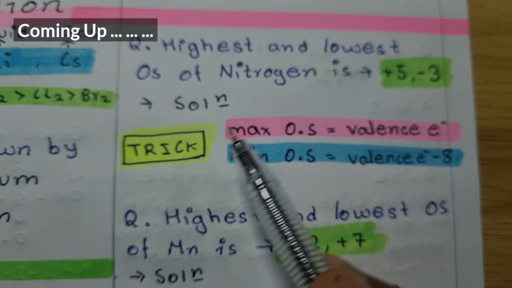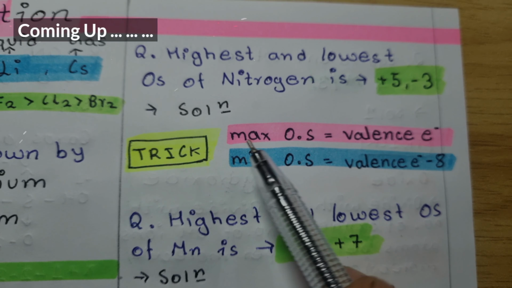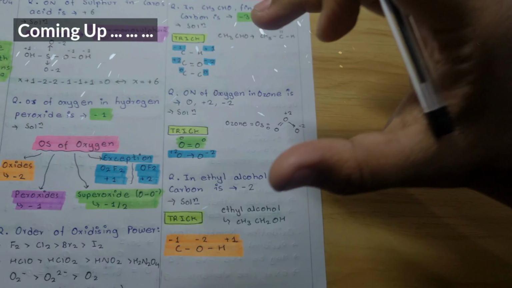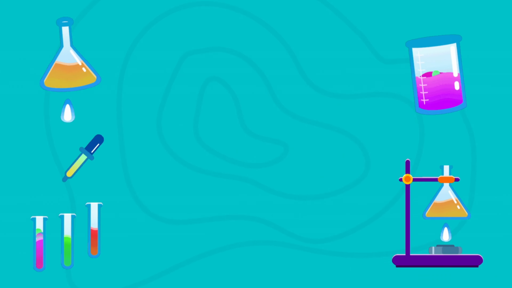Here is a super trick related to maximum and minimum oxidation state. Here is a super trick for the 3D series. Here is an order of oxidizing power. You can solve the majority of the questions by this super trick.